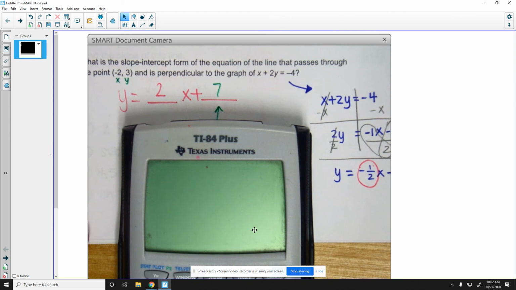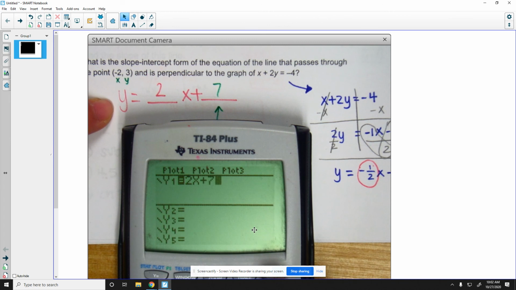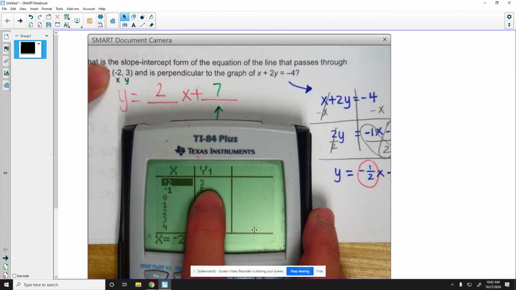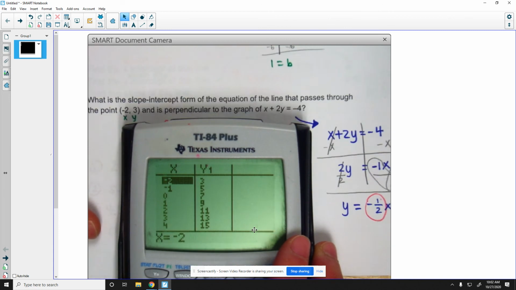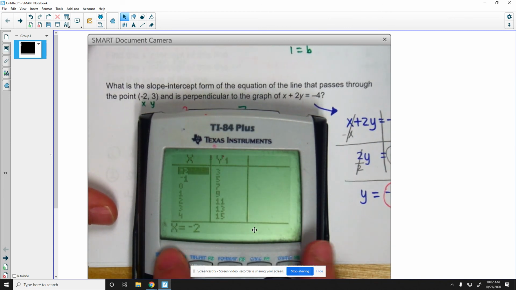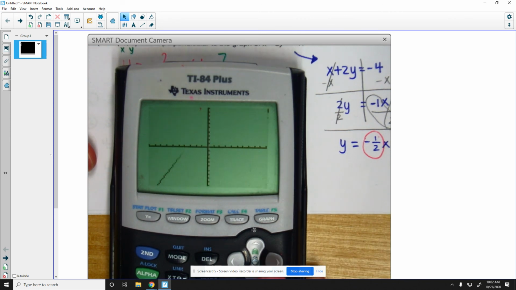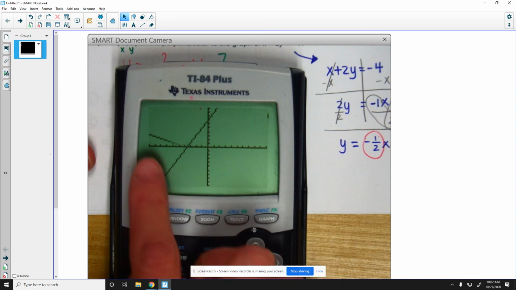And remember, you can always double check your answers. So what you can do to double check this one is you can graph it and you can say, okay, 2x plus 7. Does negative 2 comma 3 hit that graph? Yeah, it does. And then to see if it's perpendicular, you can kind of just eyeball it. And by putting this equation in here, so negative 0.5x minus 2, look at the two lines. Do they look like they're perpendicular?